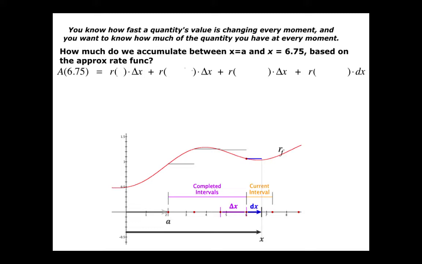So in terms of trying to find this value of what accumulates between lowercase a, the beginning of where we start being able to use this rate of change function, and mystery point 6.75, so not generic x, but just something specific, I can count how many full intervals there are. So I can see on here, there's 3 full intervals, and then 1 leftover part that seems to be a different length. We're in the middle of it somehow.